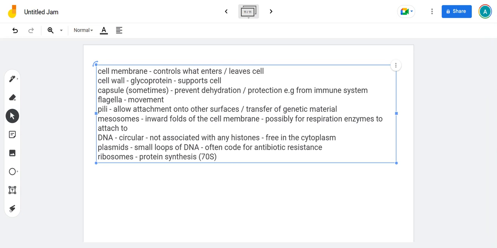Yeah, okay. So that's our structure of prokaryotic cells. You're not going to have to draw it, but make sure you can label a prokaryotic cell, and make sure you know the function of them as well. Okay, and that's the end of that split point.